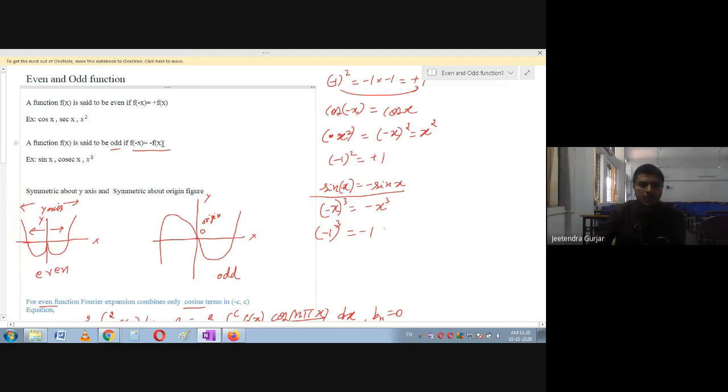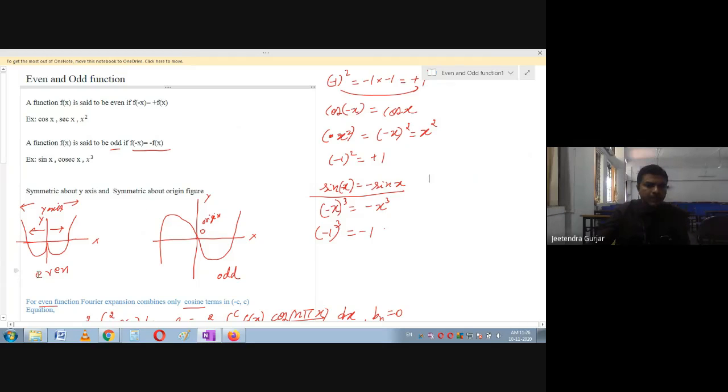F of x is said to be odd if f of minus x is equal to minus f of x. You can take a beautiful example, that is sin x. You can see sin of minus x will give you minus sin x. Suppose you take minus x cube, it will give you minus x cube. If you substitute 1, minus 1 cube gives you minus 1, which we call an odd function. Next is symmetry about the y-axis and symmetry about the origin.